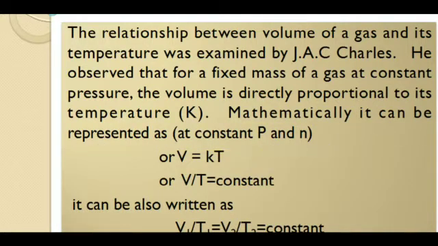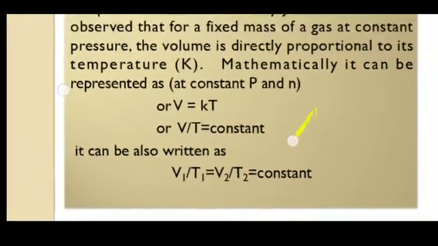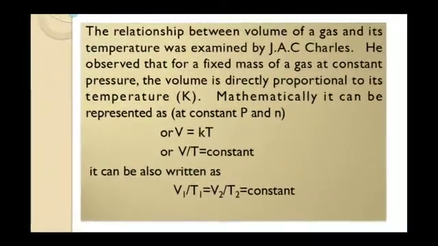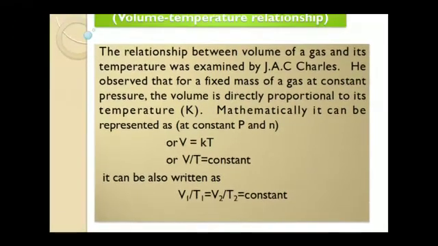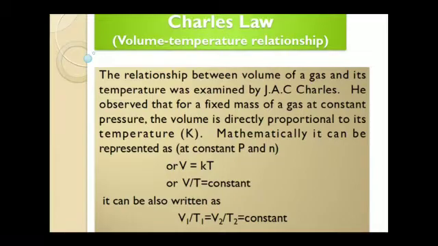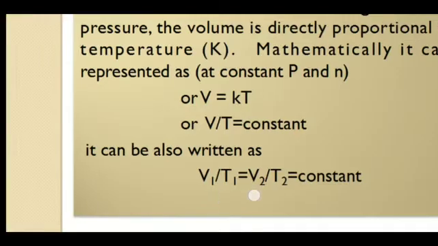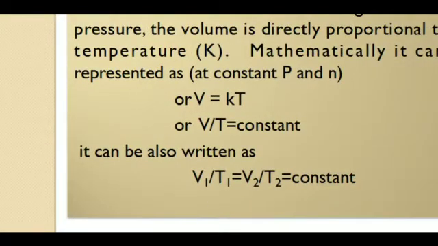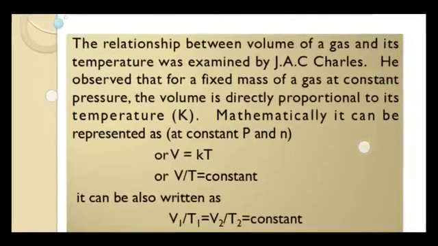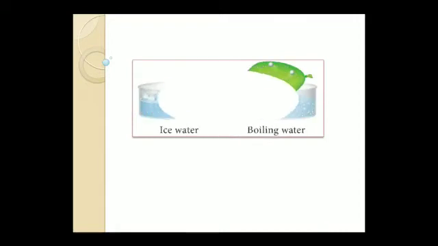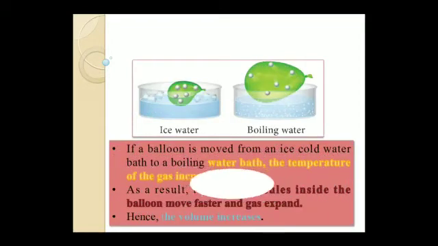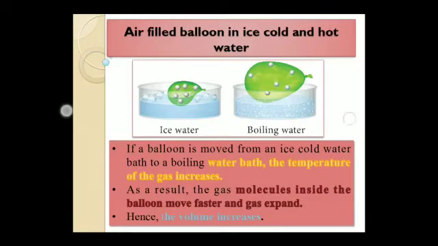Mathematically, it can be represented as, at constant pressure and number of moles n, V is equal to KT. What is the meaning? If there is increase in volume, there should be increase in temperature. If there is increase in temperature, there should be increase in volume. V by T is equal to constant. Then at a constant pressure, we can write V1 by T1 is equal to V2 by T2, that is constant.